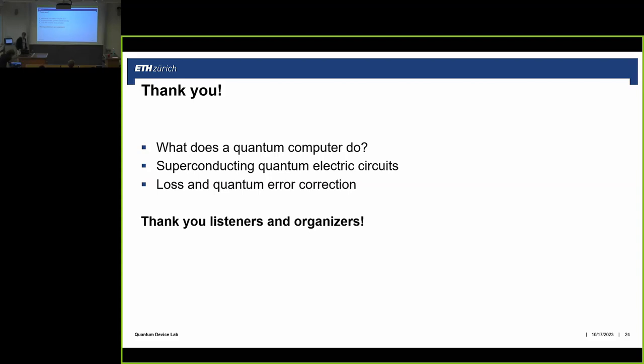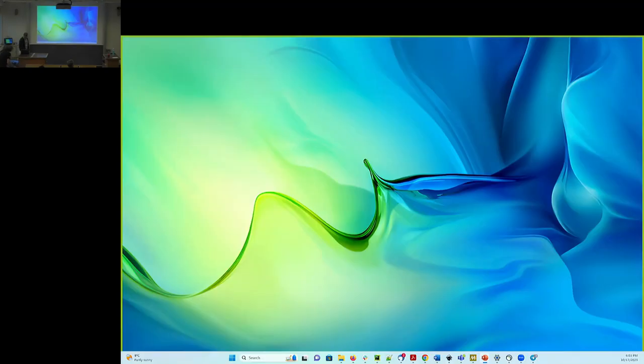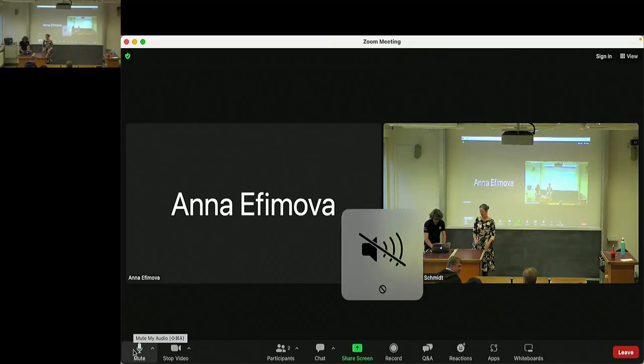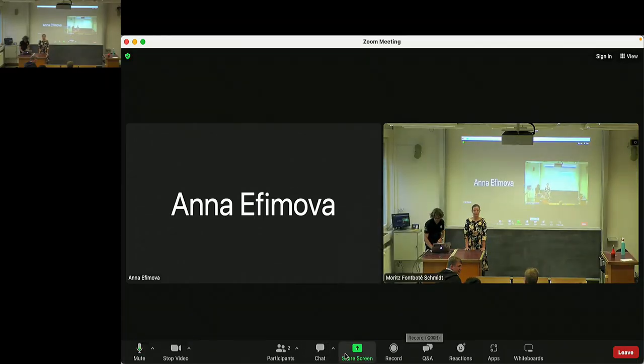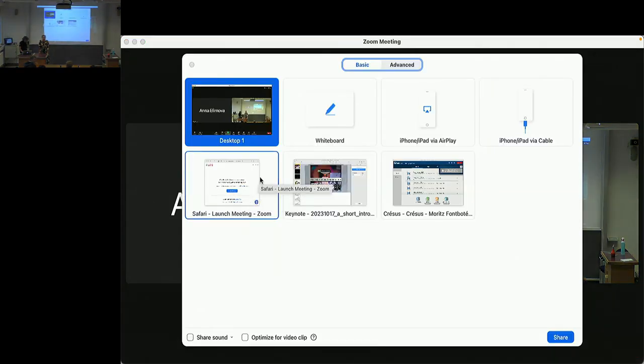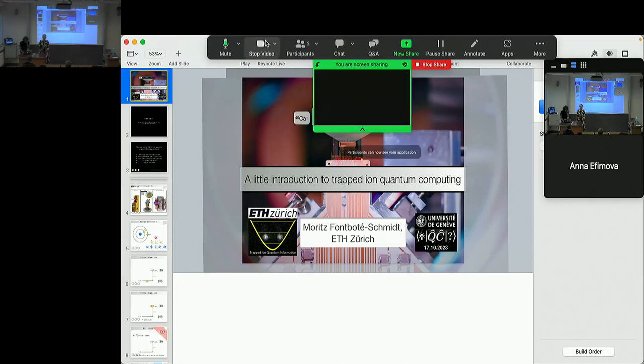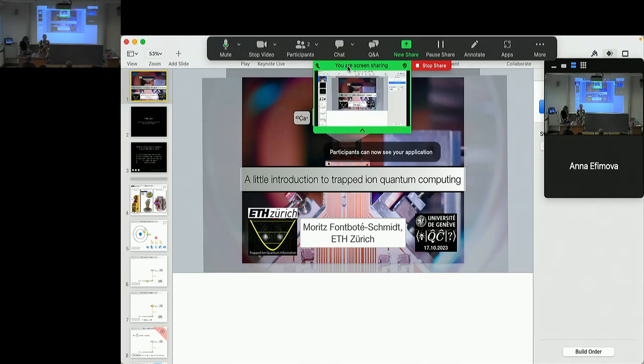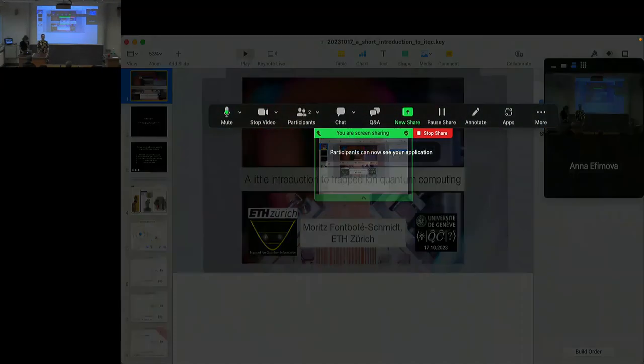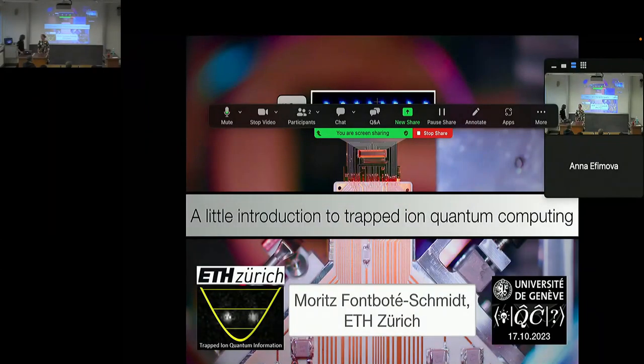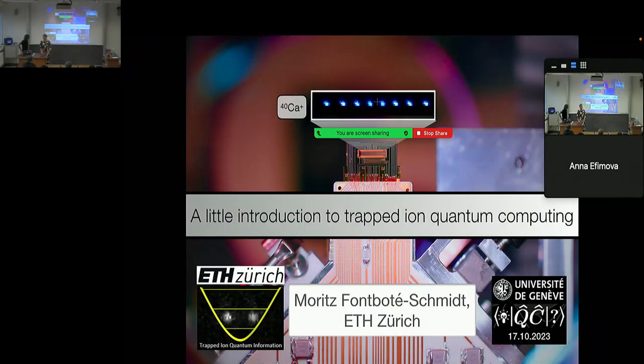Thank you very much. I guess we can leave questions for the end of the section. Yes, so the second talk of today's meeting is given by Moritz, and Moritz is a PhD student in Tiki Lab. It's trapped ions, and it's another way to do quantum computing. We are going to listen to his presentation now, so the floor is yours.